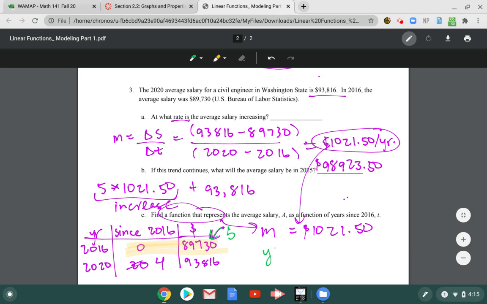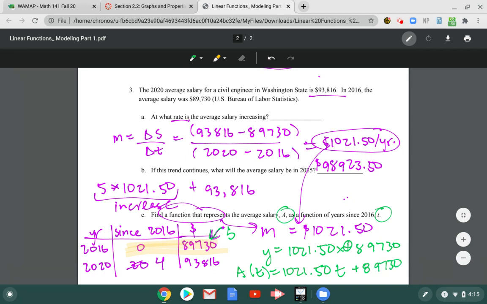So this is b right here, which means that I am ready to go ahead and just put my equation together. I'm going to do this in terms of x and y first, and then I'll put it in the correct variables. So y is equal to m, which is 1,021.5, x plus b, 89,730. But y is my average salary. So A of t is equal to 1,021.50 times t plus 89,730. And that is my function with salary as a function of time.